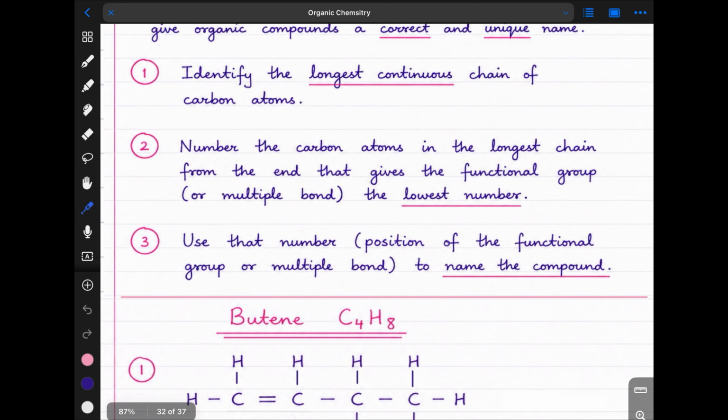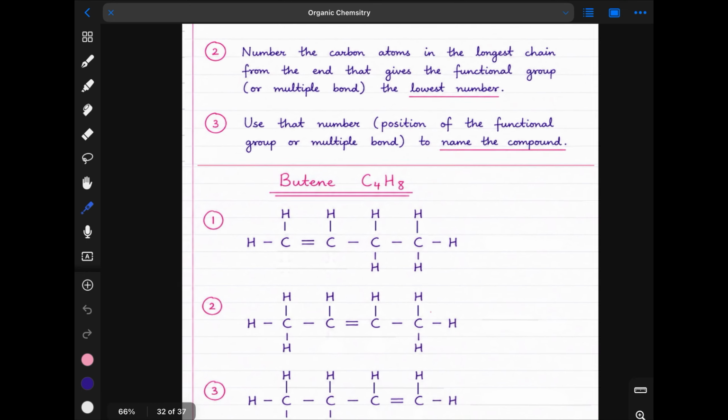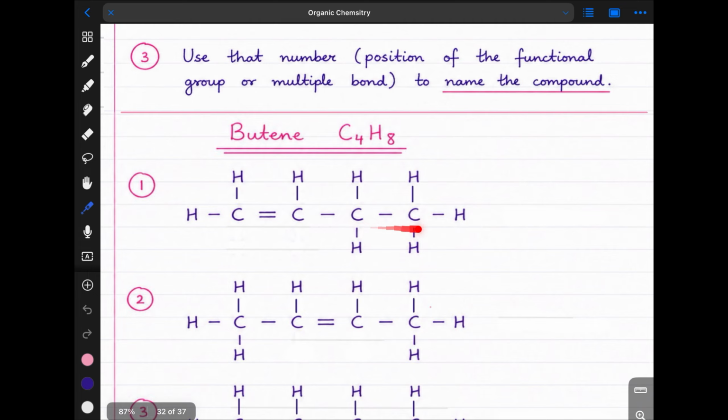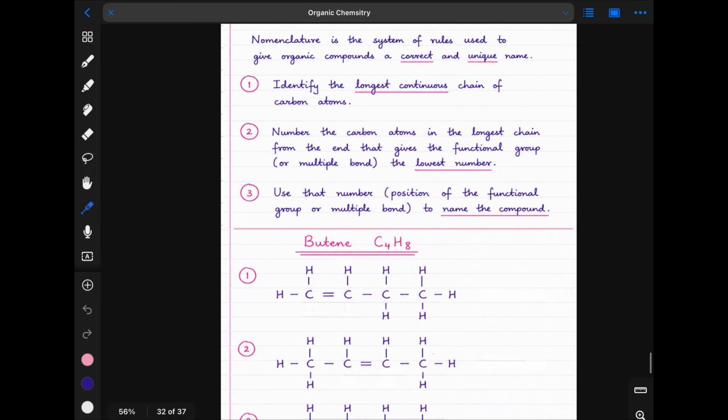So the rule number 1 says that we identify the longest continuous chain of the carbon atoms. The chain here means this chain. Chain is basically the main line which contains all the carbon atoms.